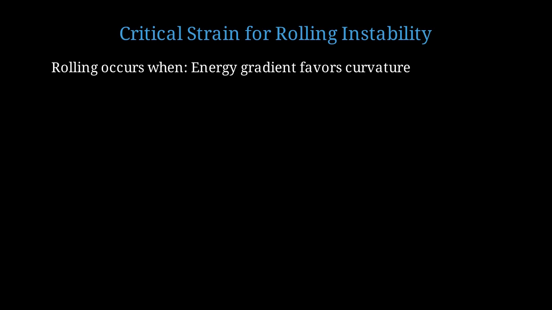Let's derive this critical value. Rolling occurs when the energy gradient favors curvature over remaining flat. This happens when small perturbations in curvature lower the total energy. The critical strain scales as the square root of gamma over EH, where gamma is the surface energy.